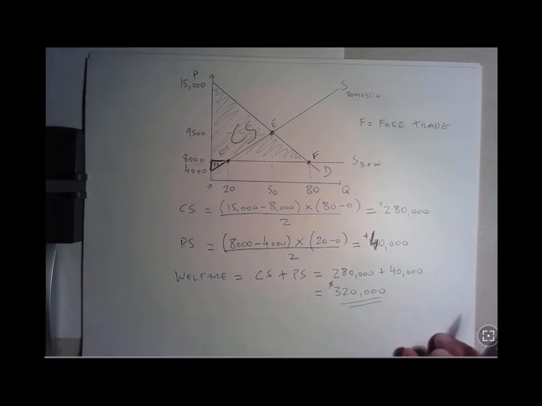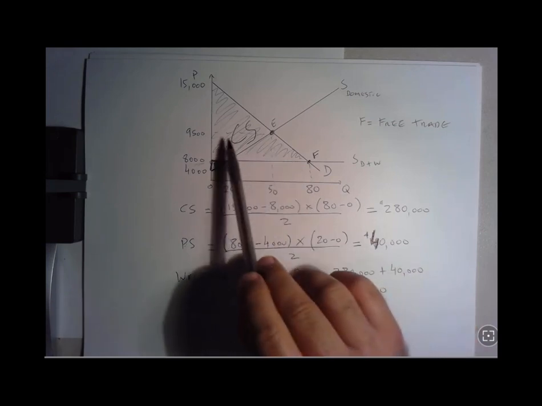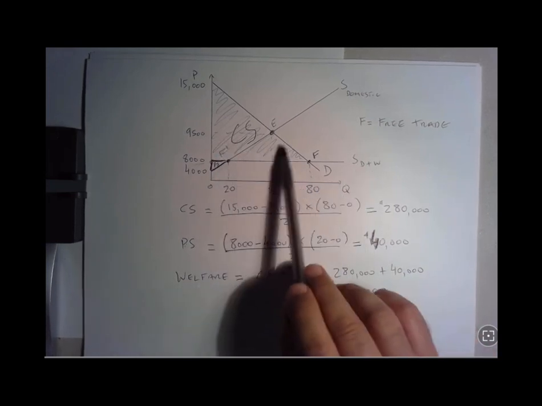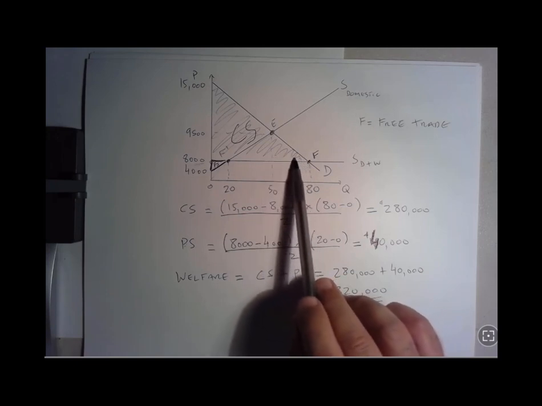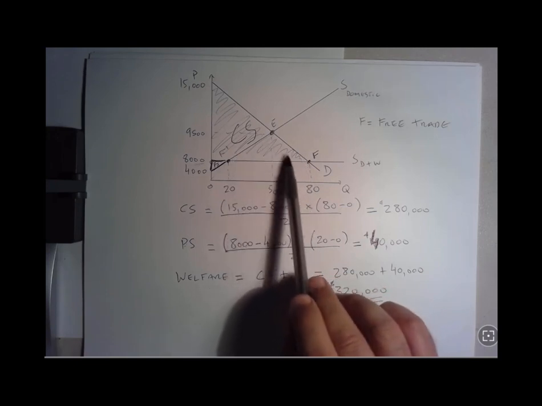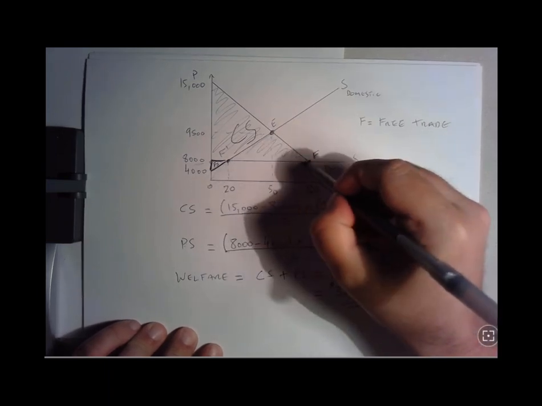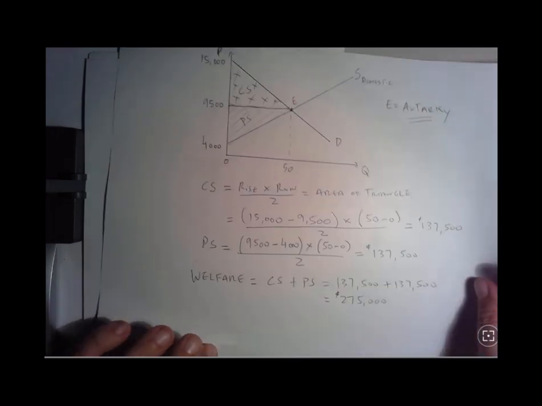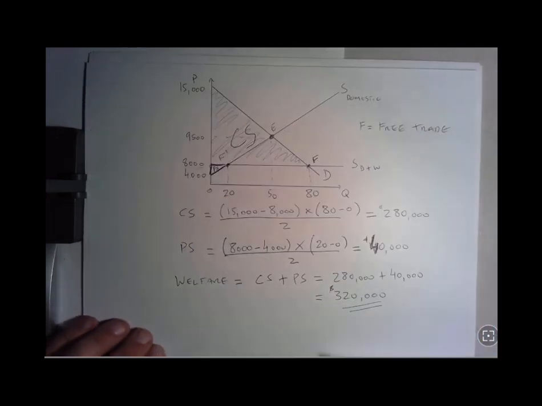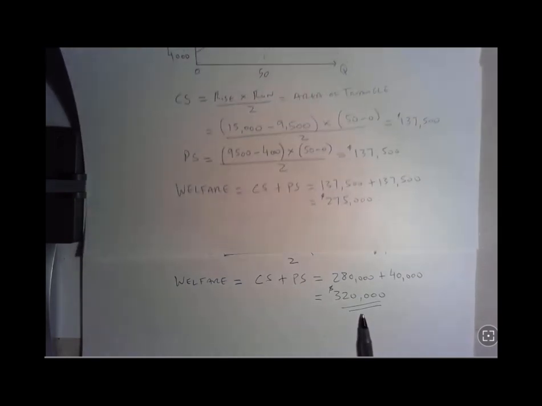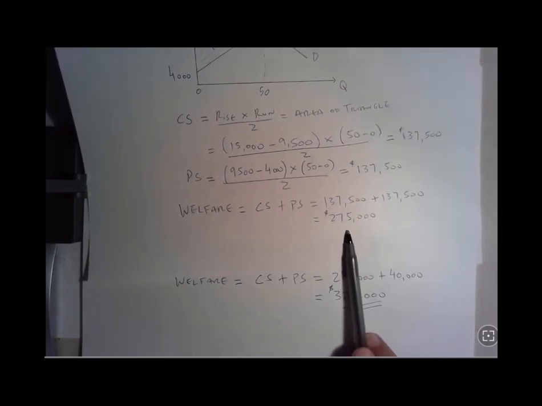Note that we conquered, through opening the borders to trade, benefits that were not enjoyed by anybody before. So this area previously did not belong neither to the consumer surplus nor to the producer surplus. I'm talking about this lower triangle. So we expanded compared to what we used to have, and the overall economy now is much better, $320,000 compared to the $275,000 it previously enjoyed.